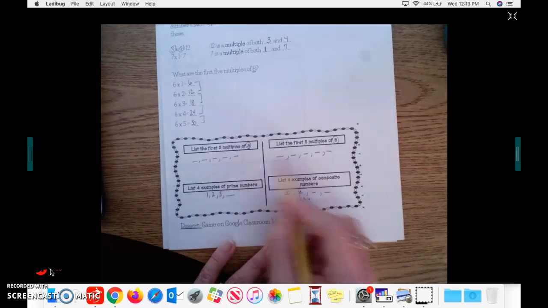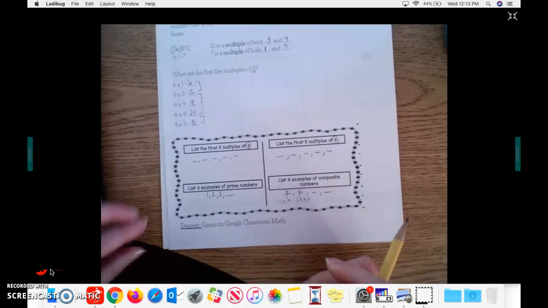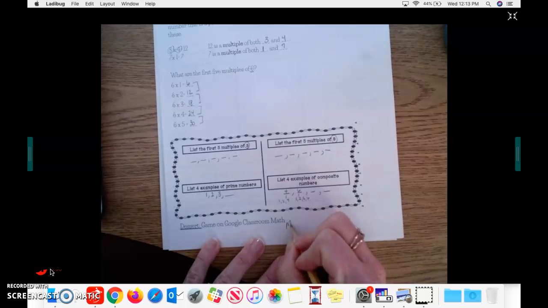Okay, when you have finished filling in these blanks, you are going to go on to MobyMax and begin working on your MobyMax lessons.